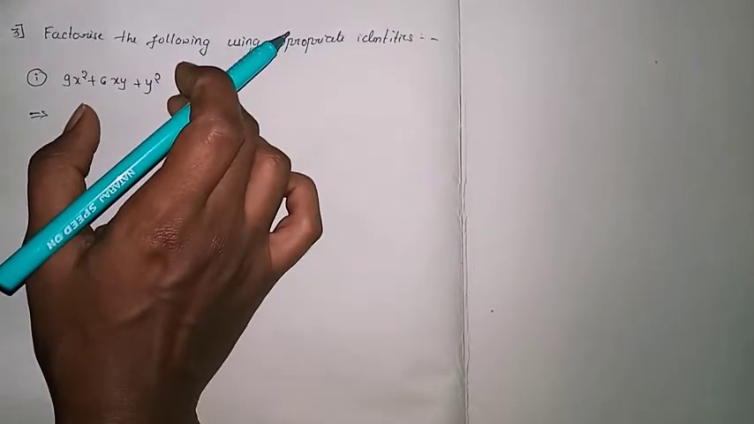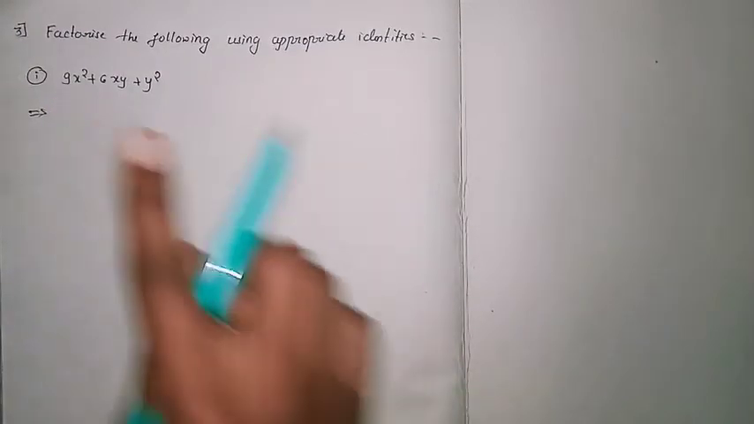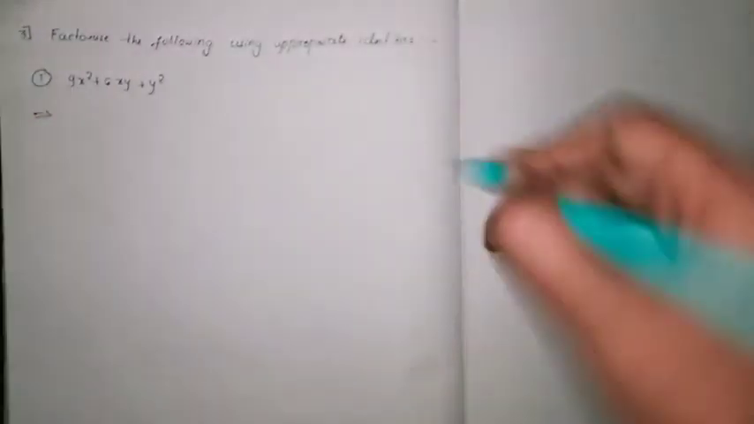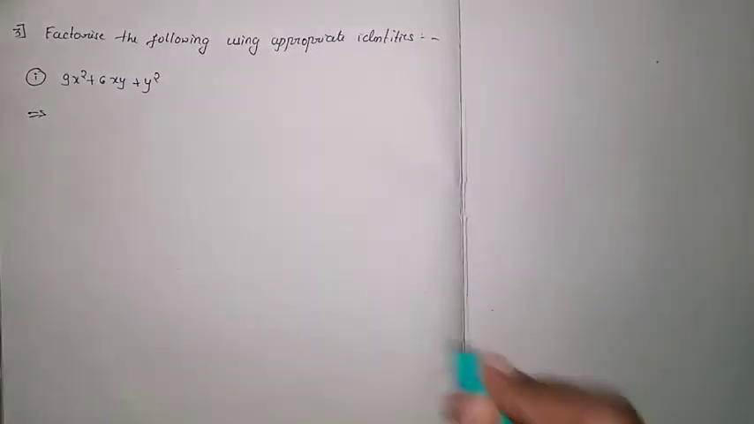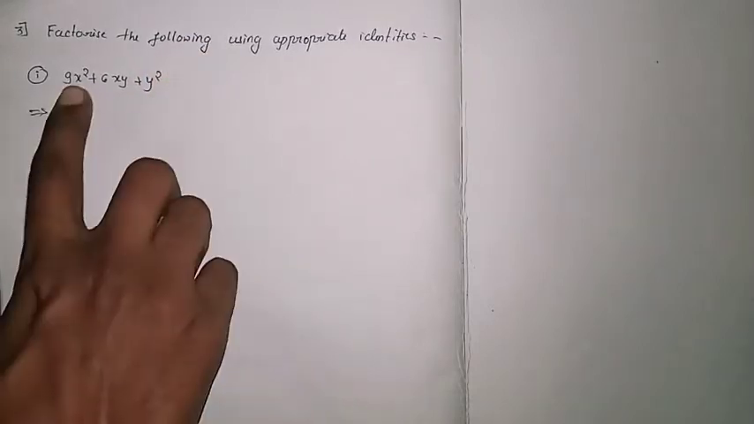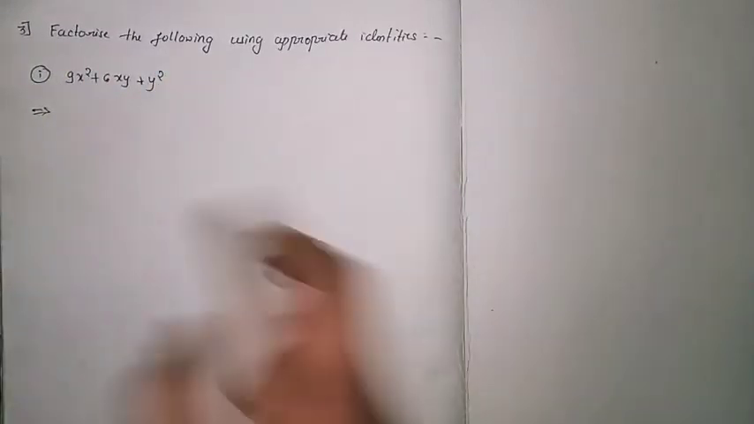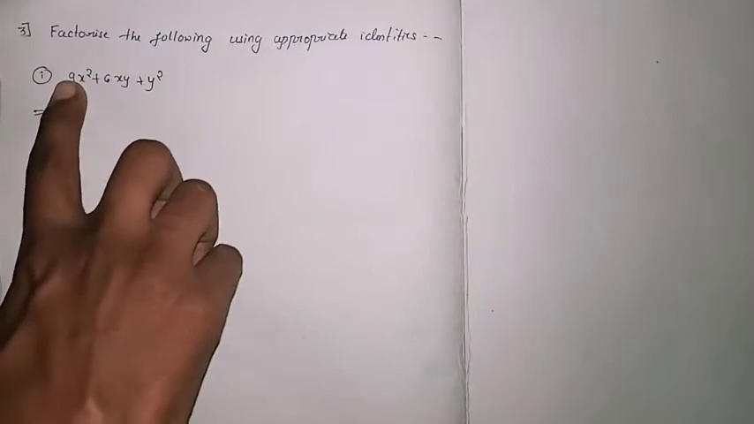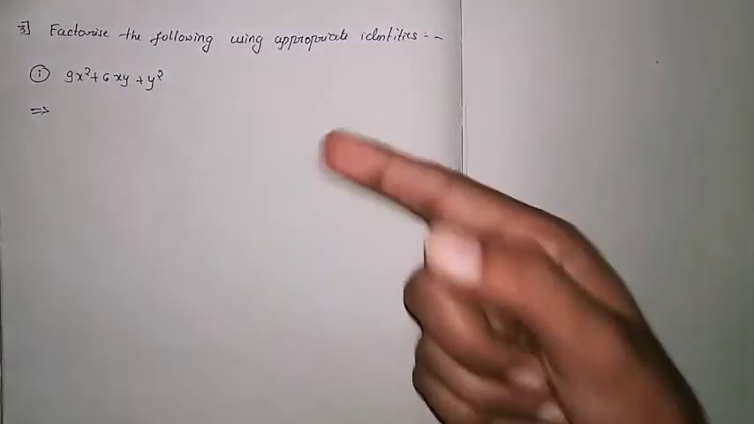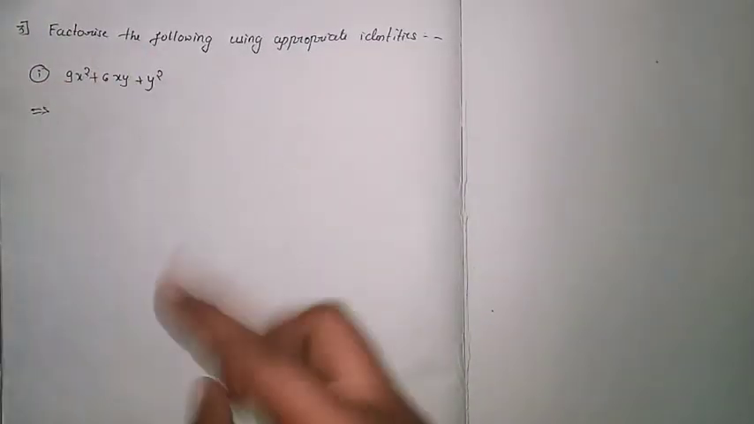Whenever you observe the question, you have to think about which identity it follows. Whenever a question comes, first observe the signs. If the signs are positive, then think about which formulas in the identity list have positive signs. After that, think about the terms. Here you can observe x, xy and y. There are two terms, split into three values: x square, xy and y square. Then think about which formula has three terms containing two terms.